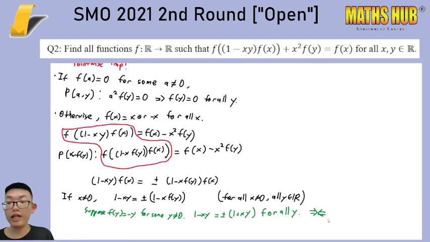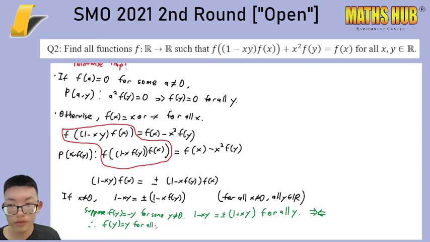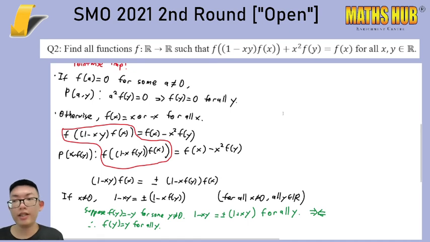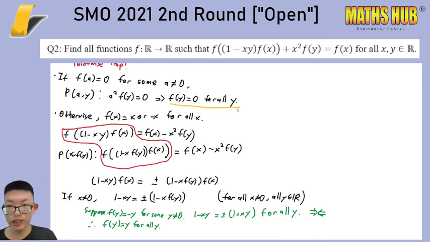So therefore, f(y) must be equal to y for everything else. Remember, x and y are interchangeable. So we have concluded that in the first case, f(y) equals 0 for all y. So the function is the 0 function. In the second case, f(y) equals y for all y. So this is the identity function, and those are the only two.